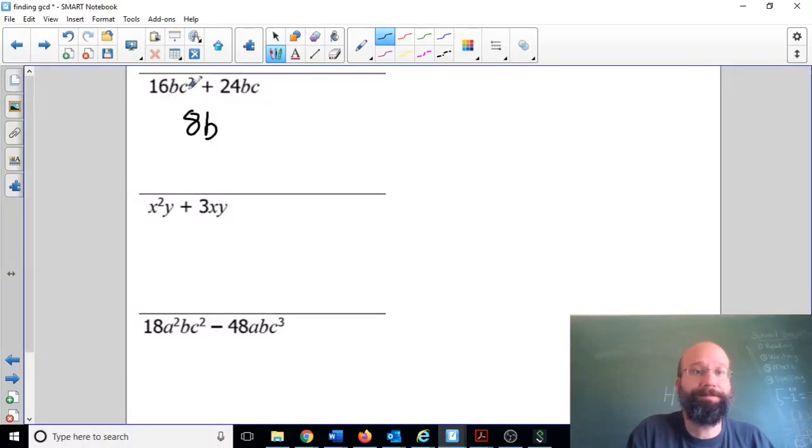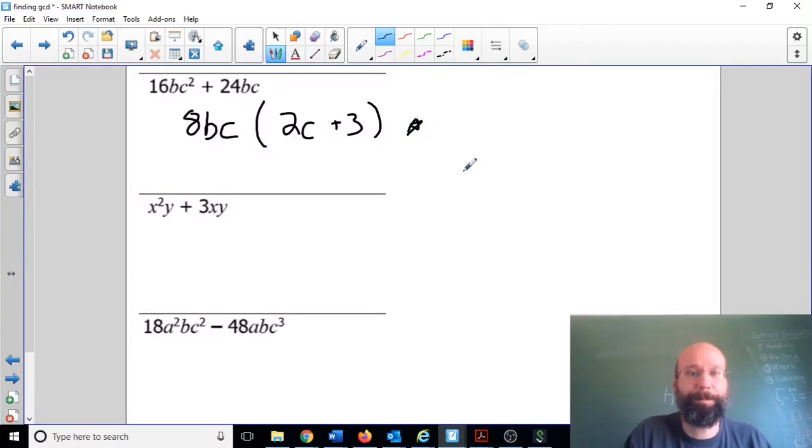Now we look for c. This has c squared and this has c, so we can take the smallest exponent, which is just 1c. Now we divide 16bc squared divided by 8bc. 16 divided by 8 is 2. B divided by b is gone. C squared divided by c is c. 24 divided by 8 is 3. B divided by b cancels. C divided by c cancels. So we just have 3. So this is our answer.